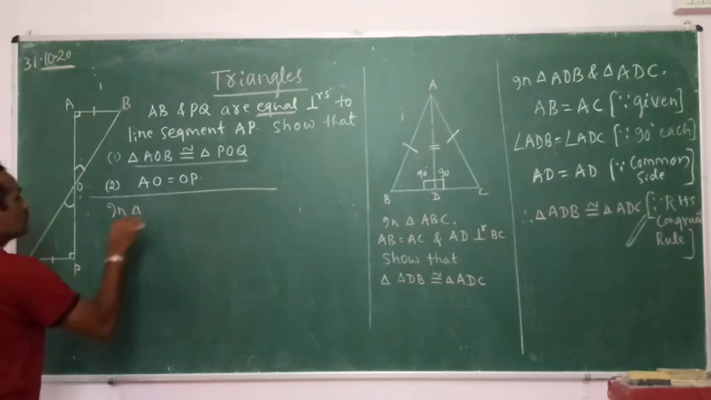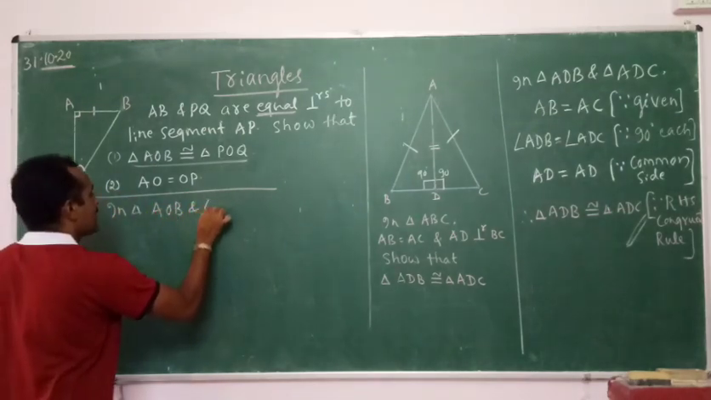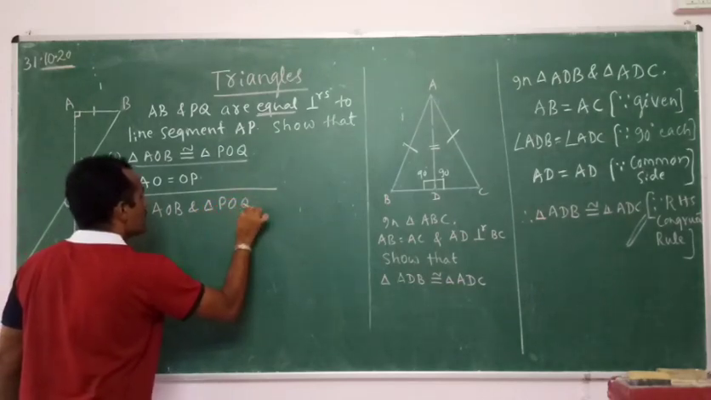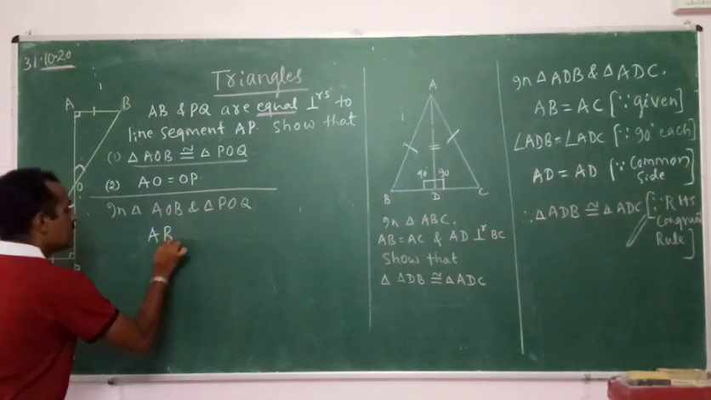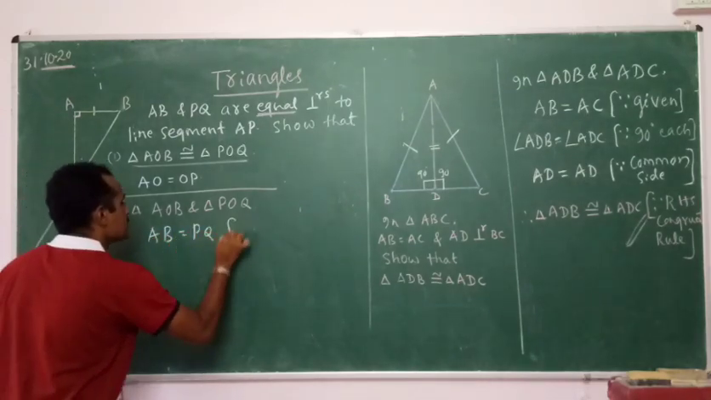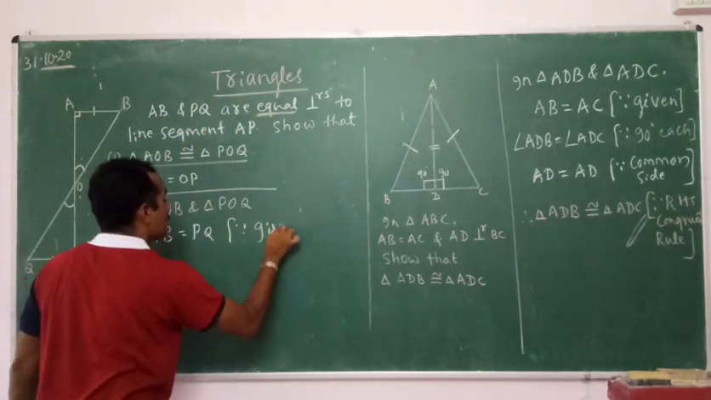In which triangles? Triangle AOB and triangle POQ are the two triangles. In those, which are the equal things? AB is equal to PQ. This is because it is given.